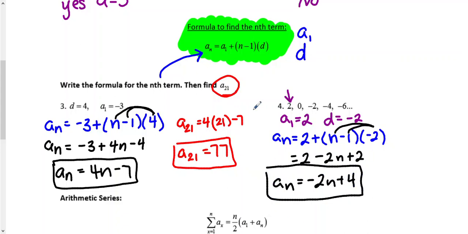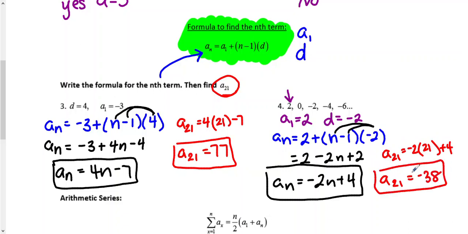And then our last step is to find A sub 21. So A sub 21 equals negative 2 times 21 plus 4. Again, put it in your calculator. A sub 21 equals negative 38. So there are your notes on arithmetic sequences.